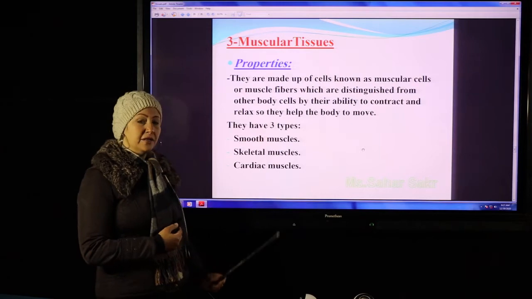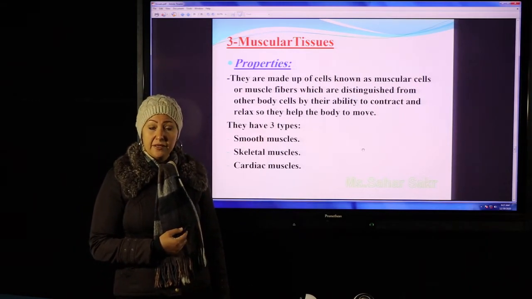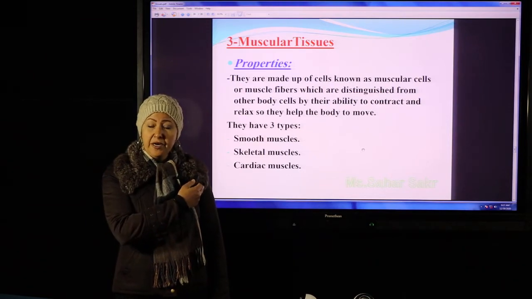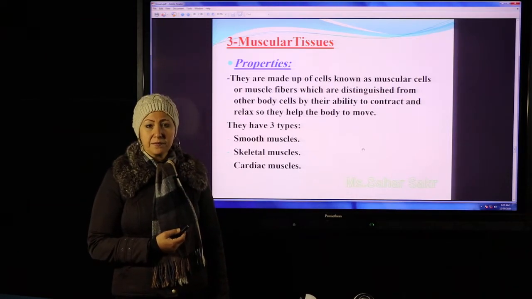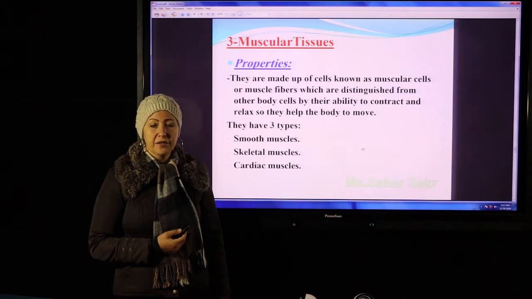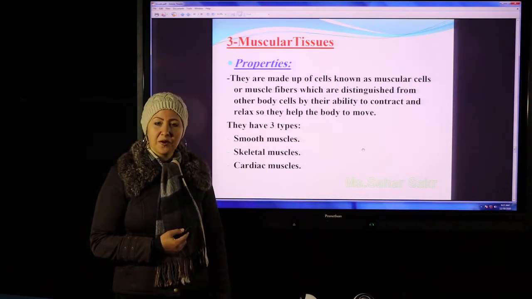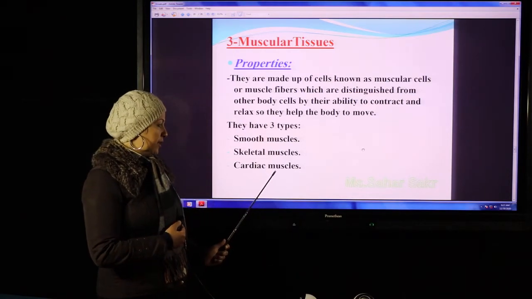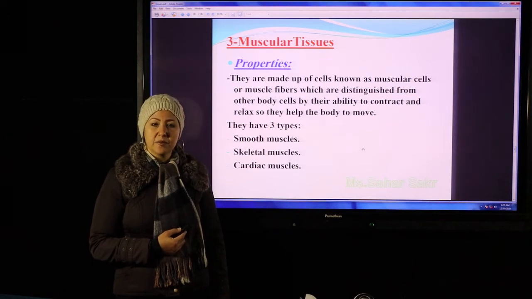Another type of muscle is skeletal muscle. Skeletal muscles are connected with the skeleton, like the muscles in the arms and the muscles in the legs. These muscles are voluntary. Voluntary means they contract and relax under the control of your body. Okay? Another type of muscle is called cardiac muscle.